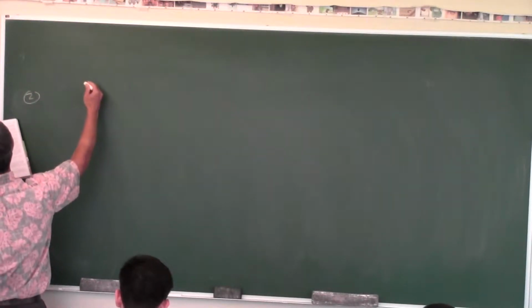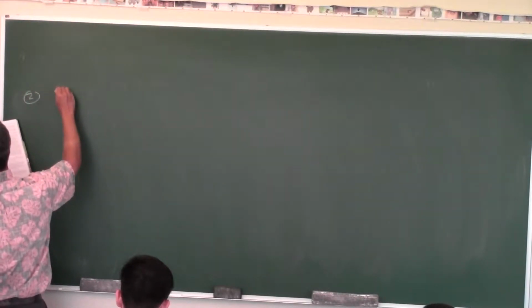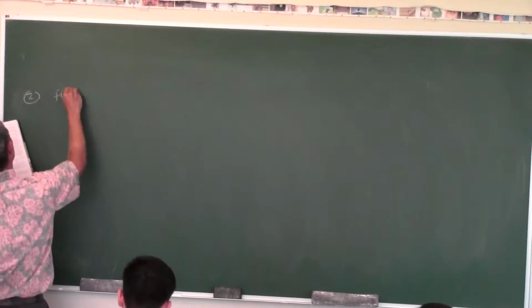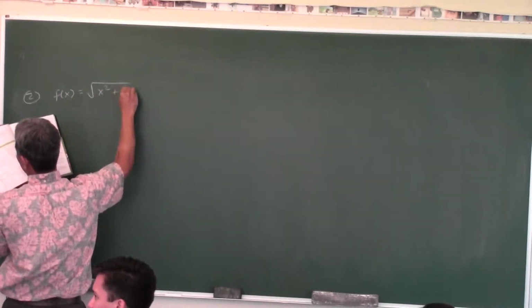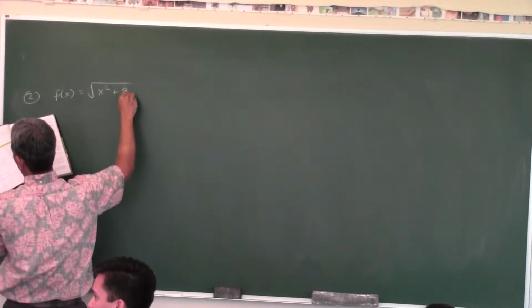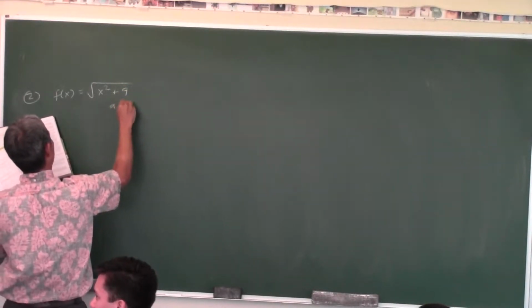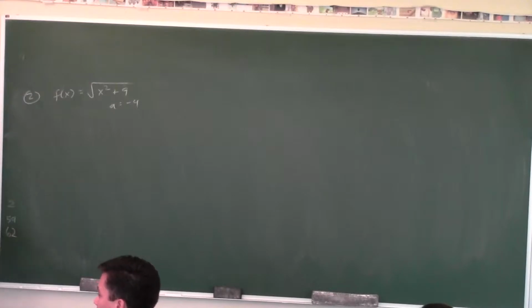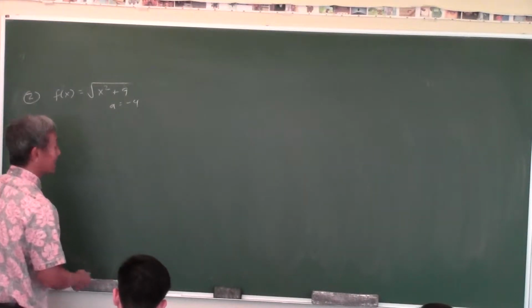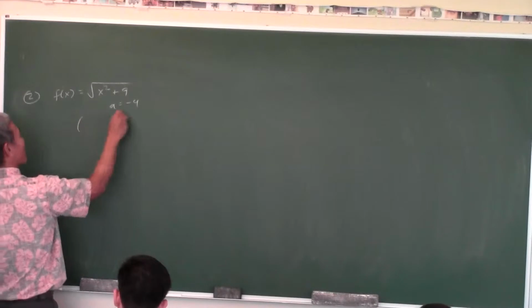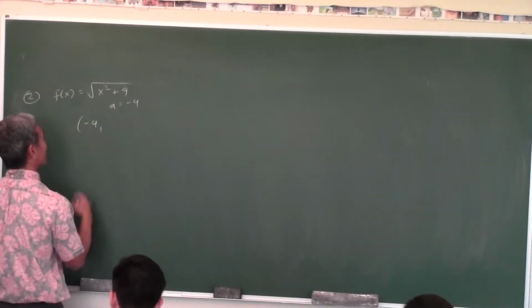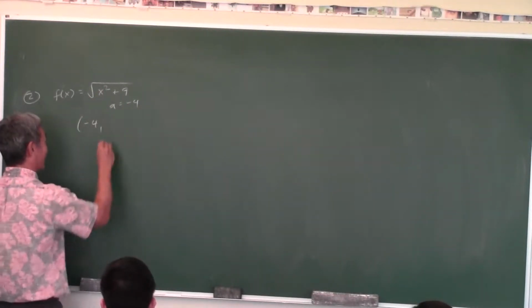So this is like the example I gave yesterday. You know what? I'm just going to do the whole thing. f of x is equal to the square root of x squared plus 9. Write a equals -4. What they want you to do is write the linearization, which means write the equation of the tangent line. Do not use the formula printed in the book. You can if you want, you're going to get the same thing. So if the x coordinate is -4, what's the y coordinate? Plug it in and you get 5.